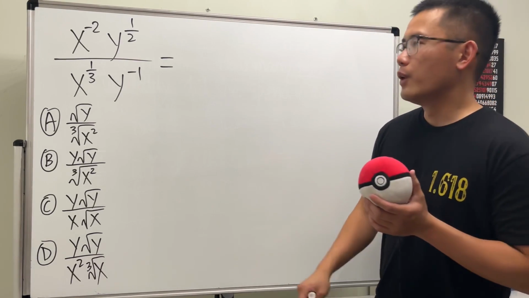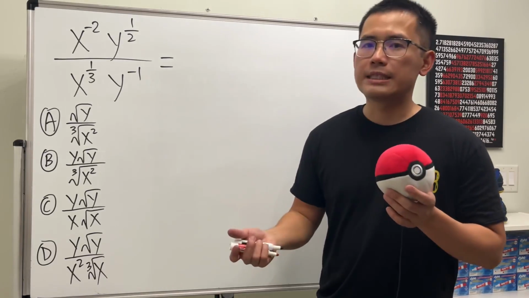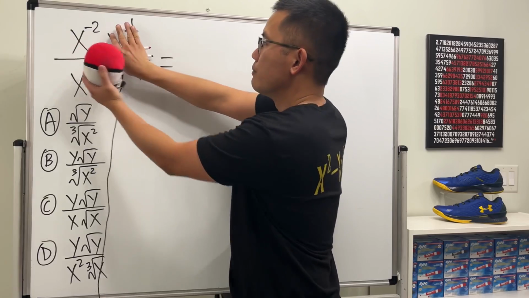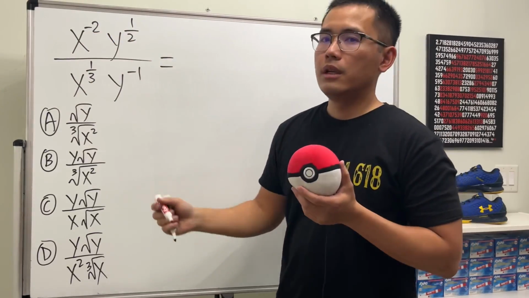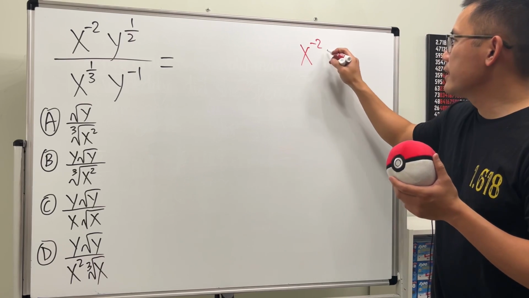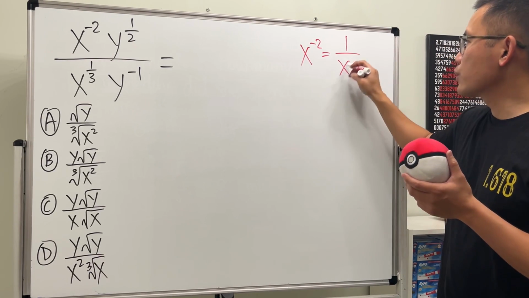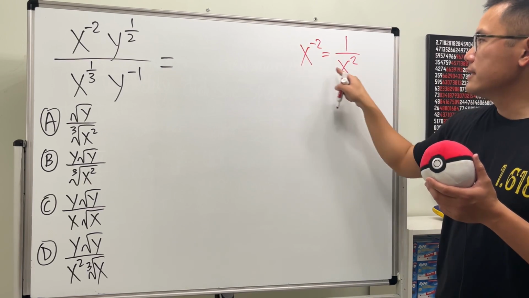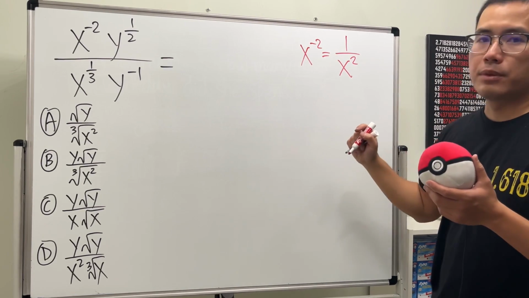So, first off, we will have to know how negative exponent works. And we see that we have this x to the negative 2, right? That's the negative exponent. That goes down to the denominator. Let me just remind you guys, x to a negative 2 is the same as 1 over x squared. Because of the negative exponent, you bring this down, but it becomes a positive exponent.